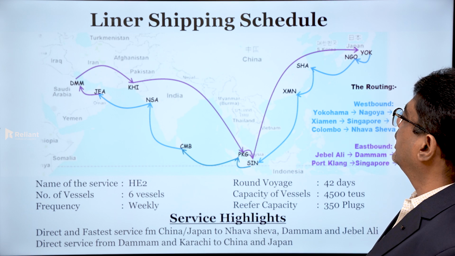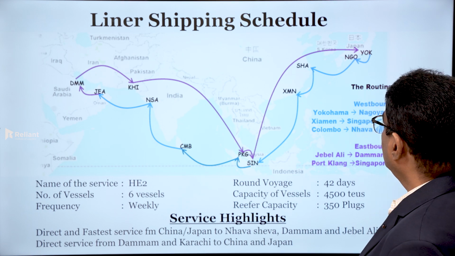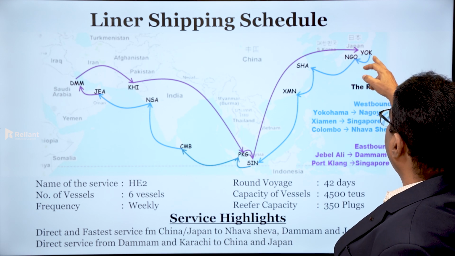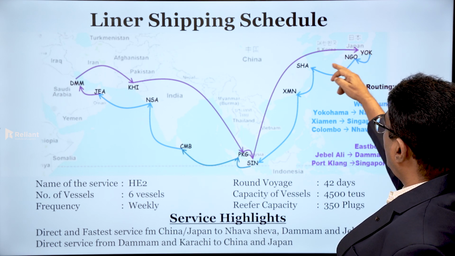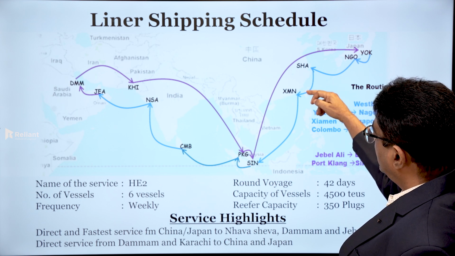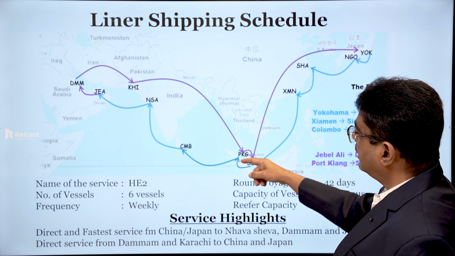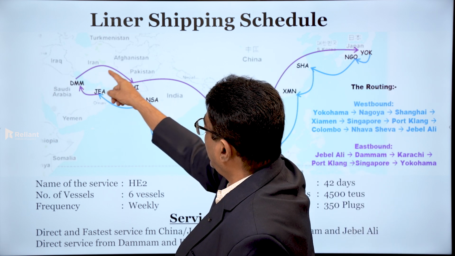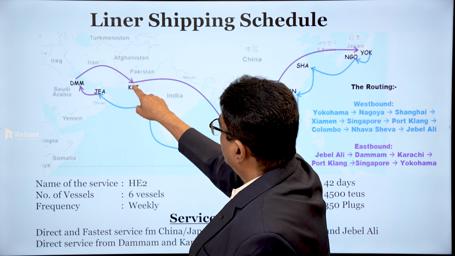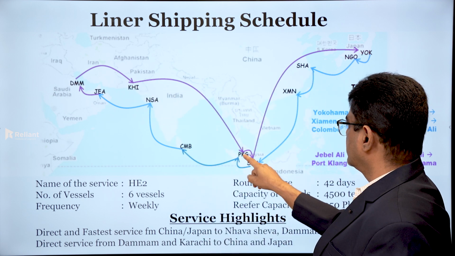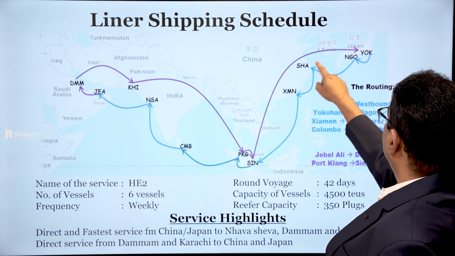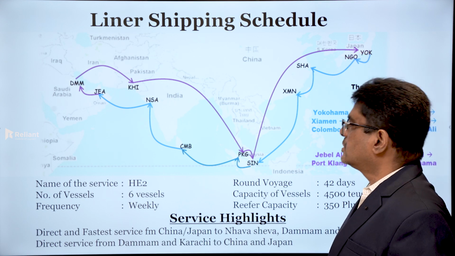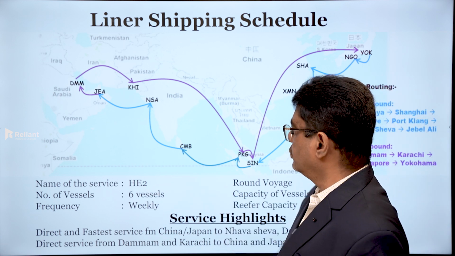This is a typical liner shipping schedule. This service starts from the Far East, that is, it starts from Japan, Yokohama, Nagoya, then it calls China, Shanghai, Xiamen, then it comes to Singapore, Port Klang, Colombo, Nhava Sheva, Jebel Ali, Dammam, then it comes back. When it returns back, it calls Karachi, and straight away it reaches Port Klang, Singapore, and goes back to the starting point, Yokohama. So the name of the service is HE2 service.